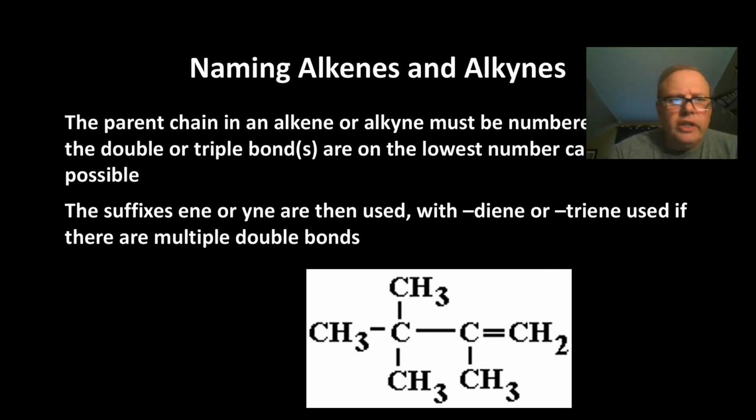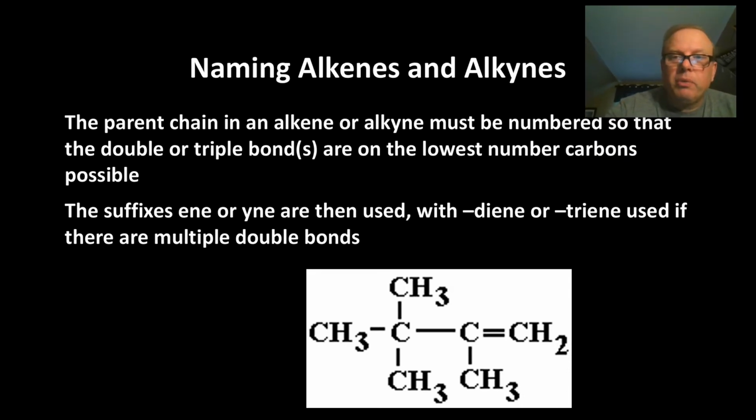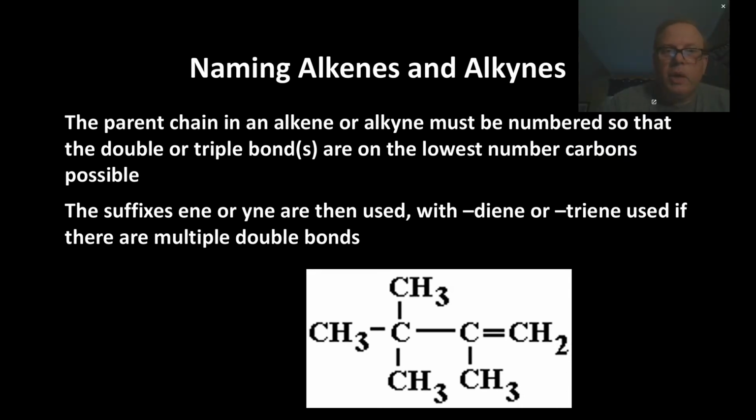So naming alkenes. The parent chain of an alkene or an alkyne must be numbered so that the double or triple bonds are on the lowest number of carbons possible. So you're always going to start at the end where the double bond is closest to. The suffix "ene" or "yne" are then used. "Ene" today, "yne" on Thursday. If there's two double bonds, we would call it a diene. And if there was three double bonds, we would say triene.